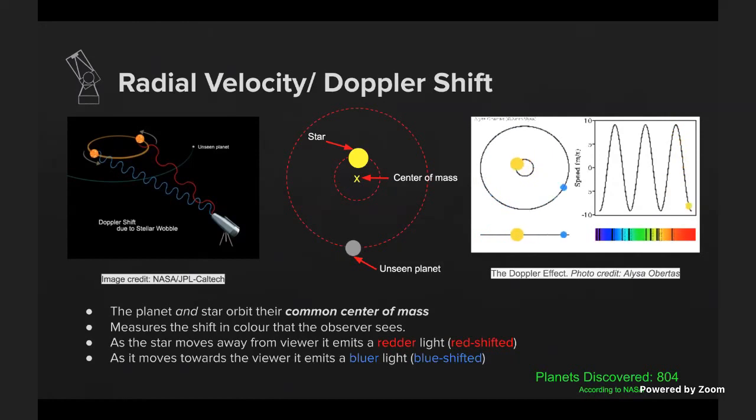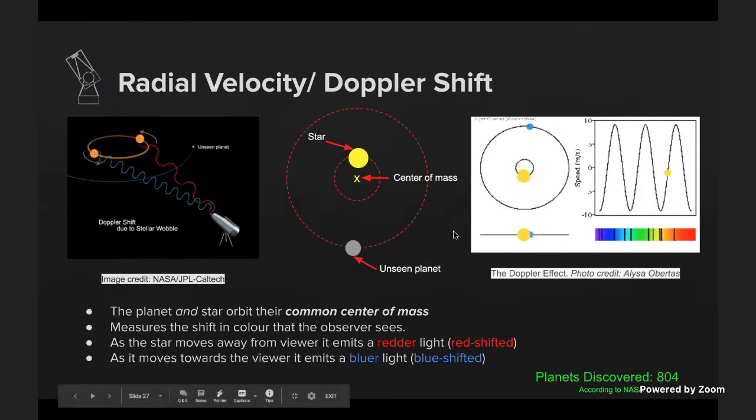The radial velocity method can tell us the mass and period of the planet, and combined with the transit method, we can calculate the density of the planet. And according to NASA, 804 planets have been detected using the radial velocity method.